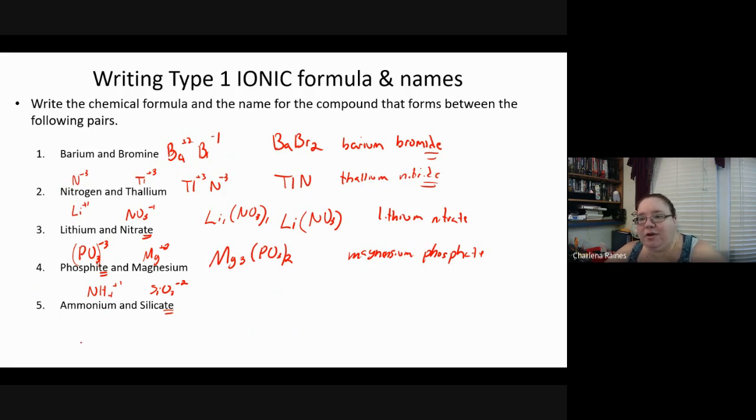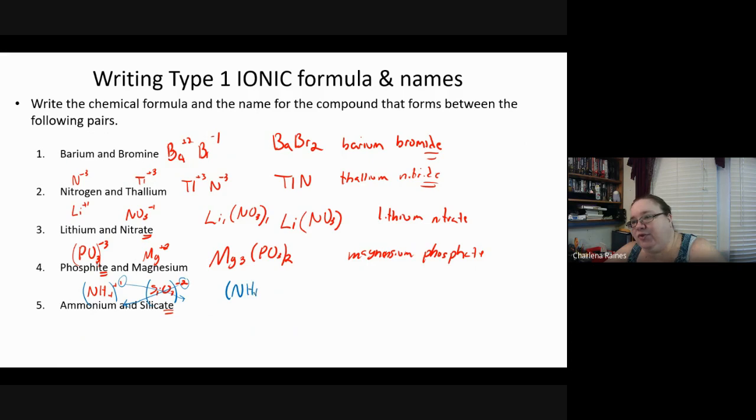We still swap and drop even though it is 2 polyatomics. And if you want, you could put parentheses around both sets of polyatomics to make it obvious what you are moving where. So that 1 ends up outside beside the silicate. That 2 ends up beside the ammonium. The charges cancel out. They balance. Therefore, we do not write the charge.